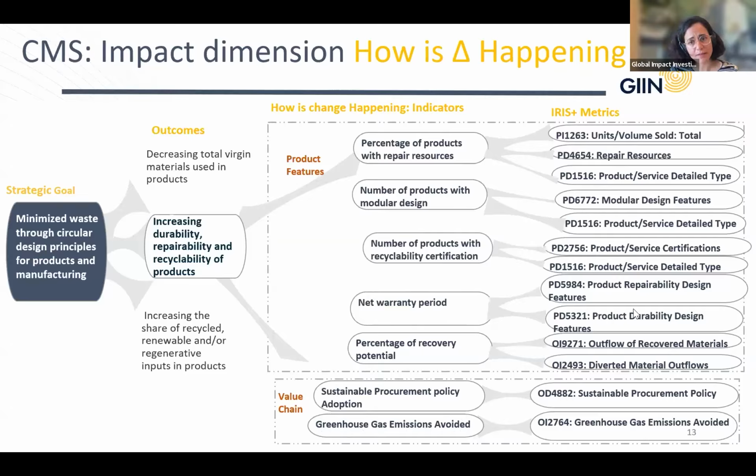You see all the IRIS Plus metrics that you can see on the website, that you need to understand the percentage of products with repair resources, for example, and you will see definitions, glossary terms, you will see links to the original sources of the particular metrics that you can follow up with, and so on.